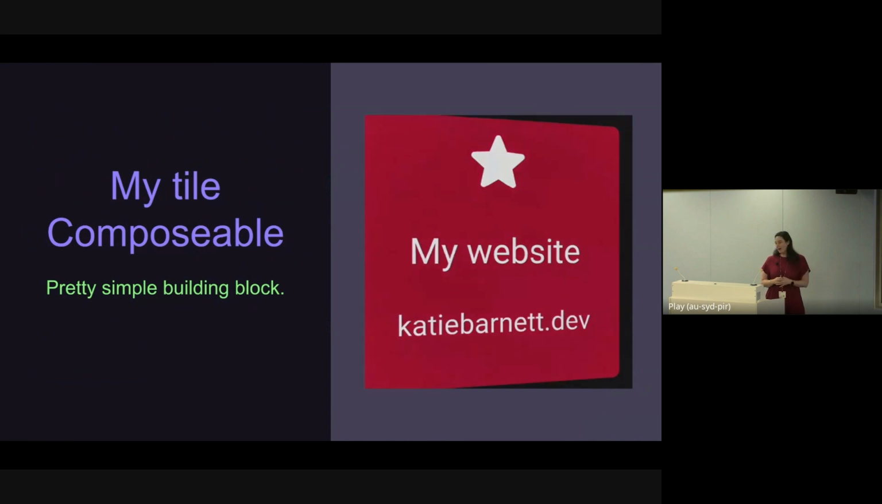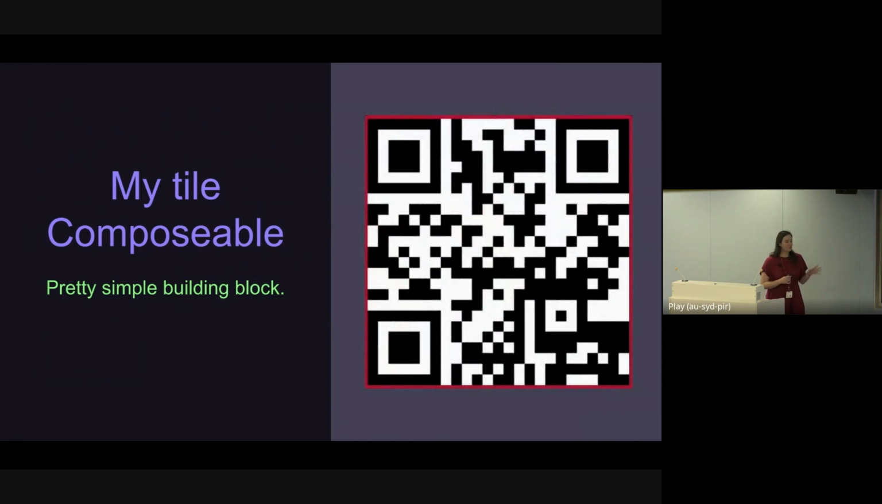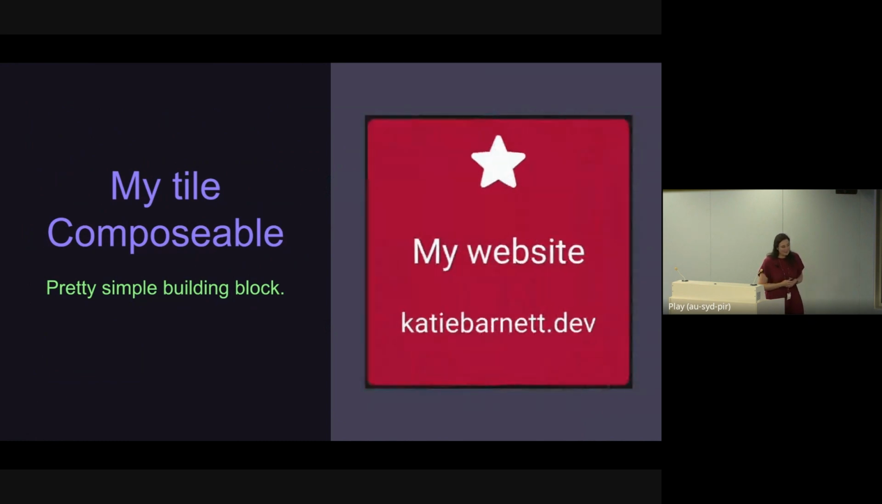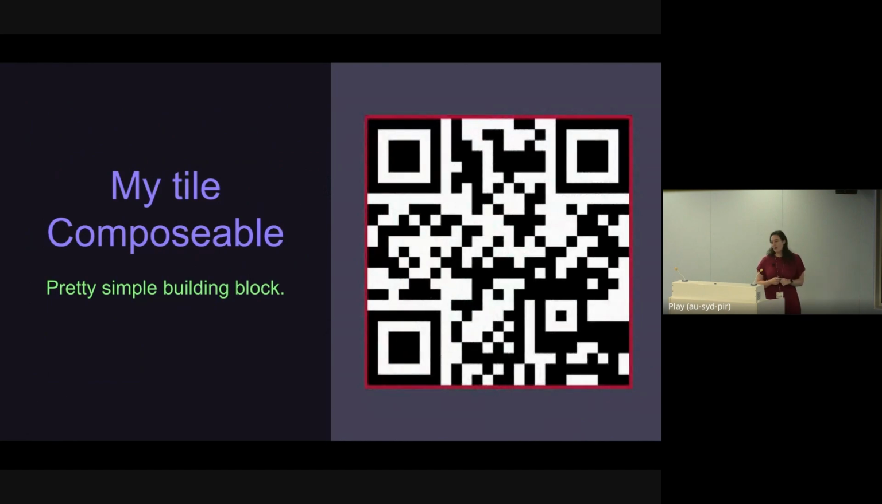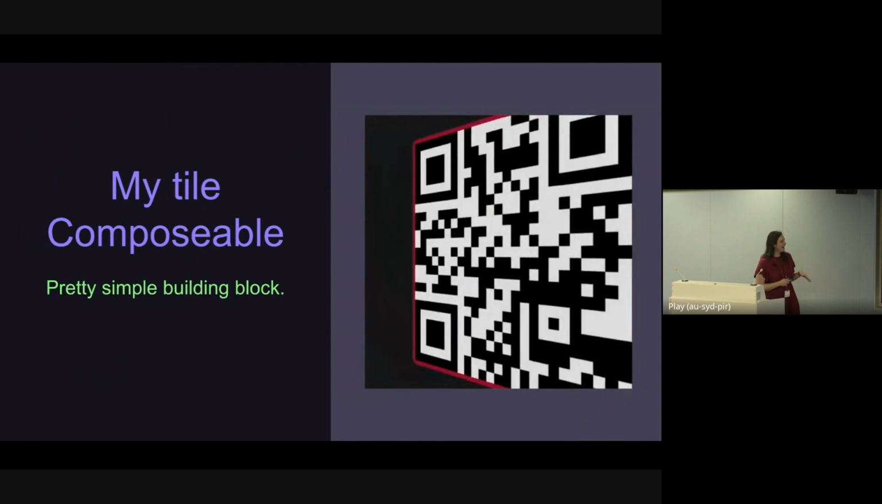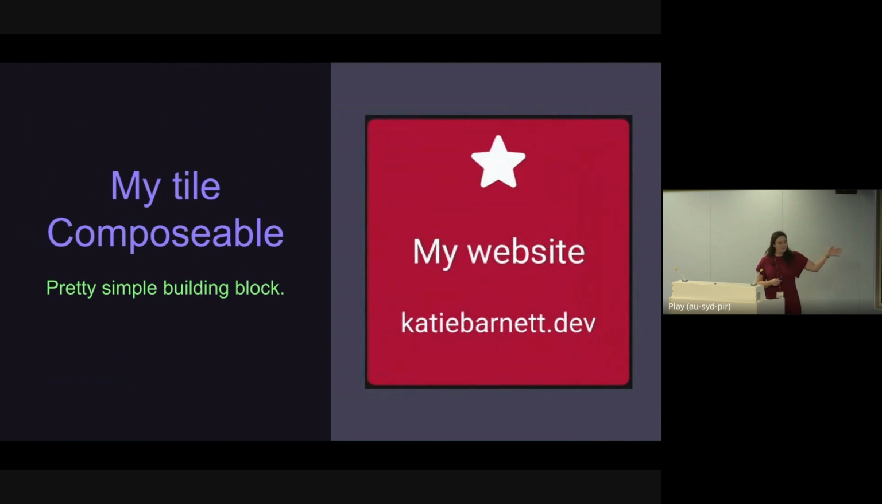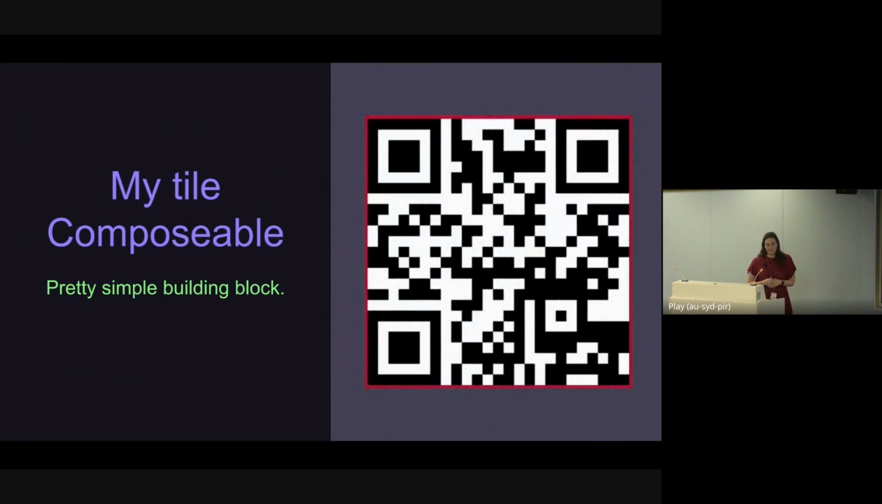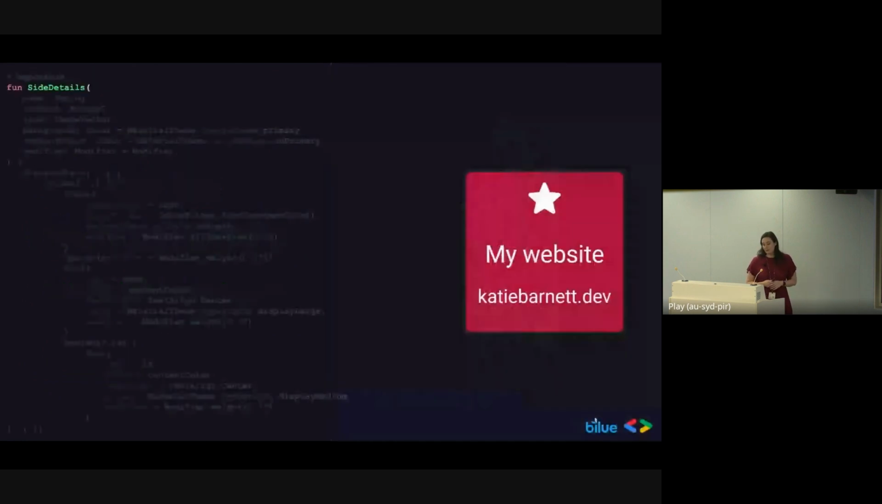So something that I've been working on is a little app just to share QR codes. Very simple. And so for the demonstration today, I'm just using one of the composables that I've written, and it's a little tile. It shows a bit of text, an icon, and when you flip it over, there's a QR code. And this is just a building block that I'm going to use in the rest of my app. And this is a composable.